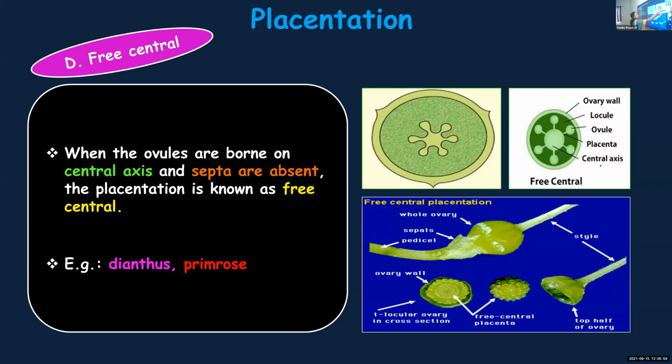Ovules are arranged on the central axis and the placentation is known as free central. Dianthus and primrose are two examples where you can find this type of placentation.